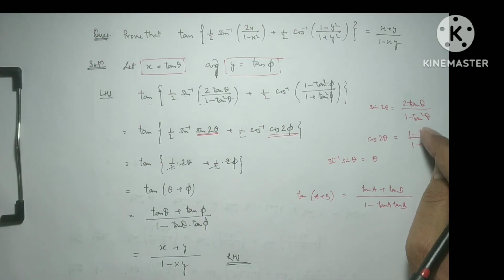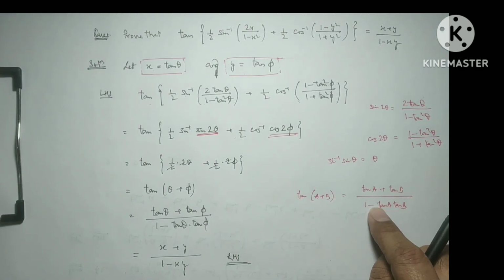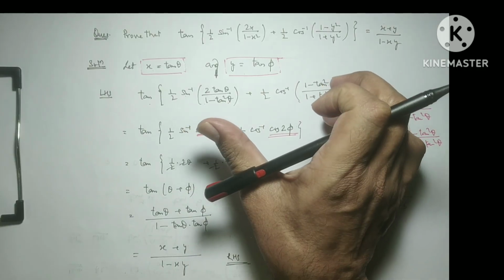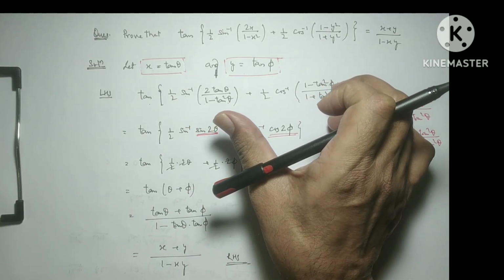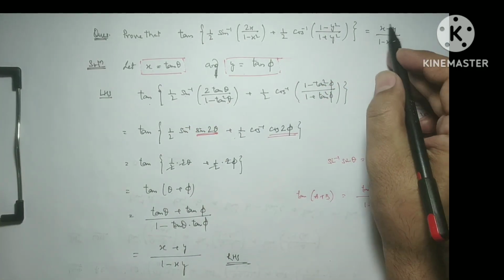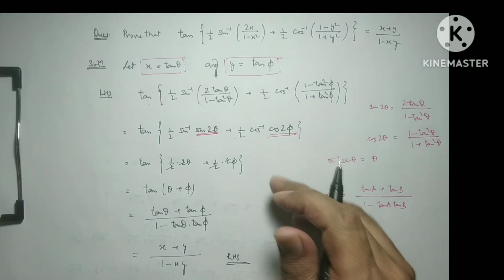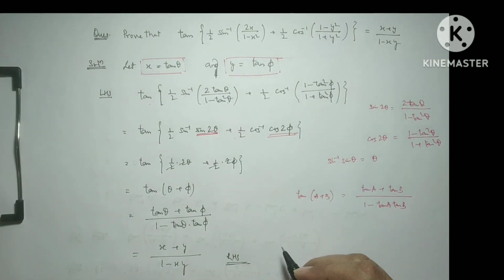So on using these simple trigonometric formulae, we can simplify a bigger complex inverse expression into a simple expression. So this is the right hand side, left hand side equals right hand side. You can say this is proved. So it is hence proved.